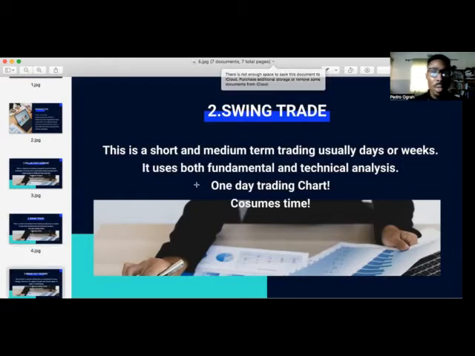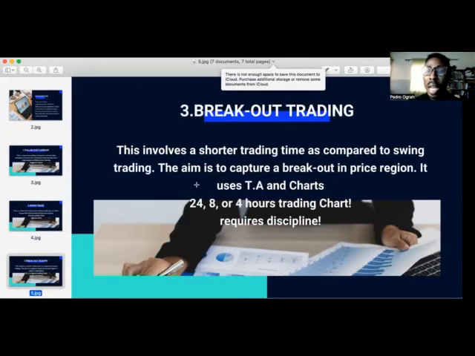Trading technique number 3 is called breakout trading. In breakout trading, you are trying to capture a breakout price region. When I say breakout price region, let's say, for example, the price of a particular coin has been dropping. So you're looking for a region whereby the price of that coin will go up. That's called the breakout region. This is shorter; it's a shorter time trade compared to swing trading.